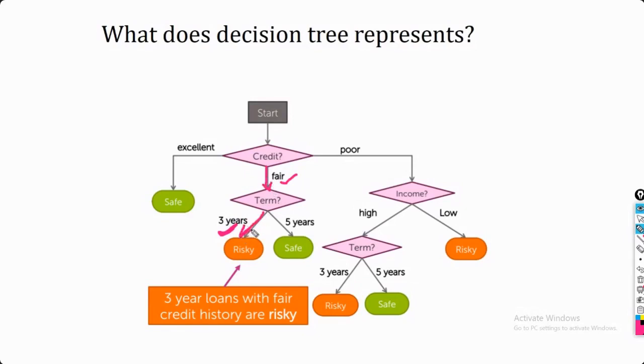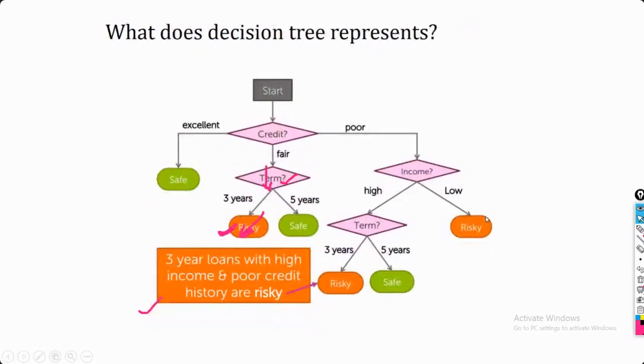And this is the part. As I said, in case of your decision tree, you can easily formulate the rule. So the rule which we are going to make is, if the credit is fair and the term is 3 years, then the loan is risky. In the next one, let's interpret the second one. Suppose if the credit is poor, income is high, and the term is 3 years, even in that case the loan is risky. So this way basically we are performing our interpretation.